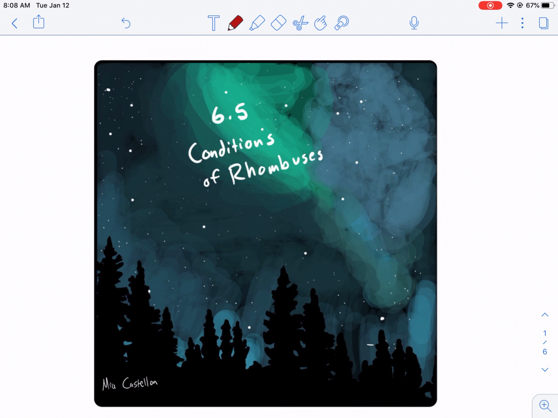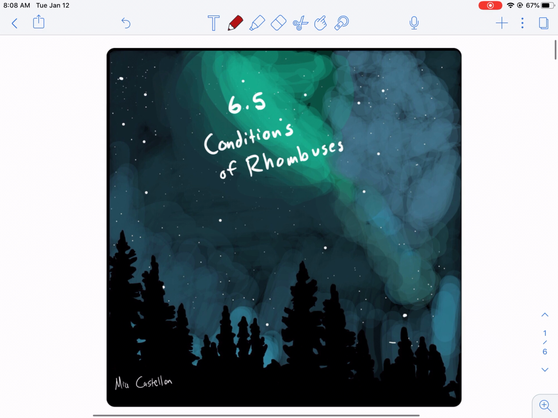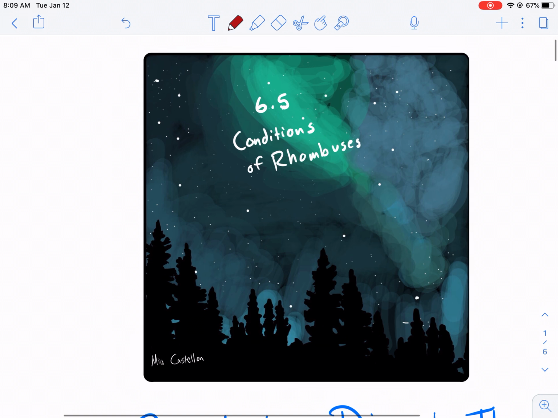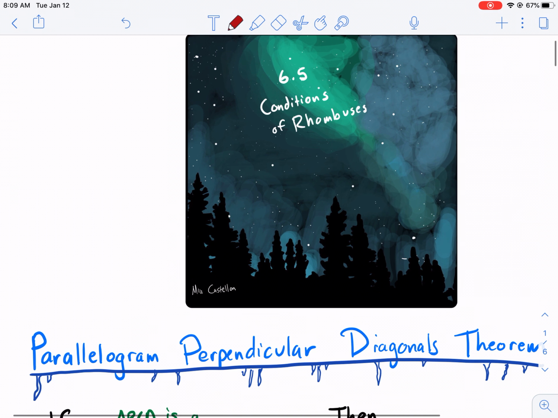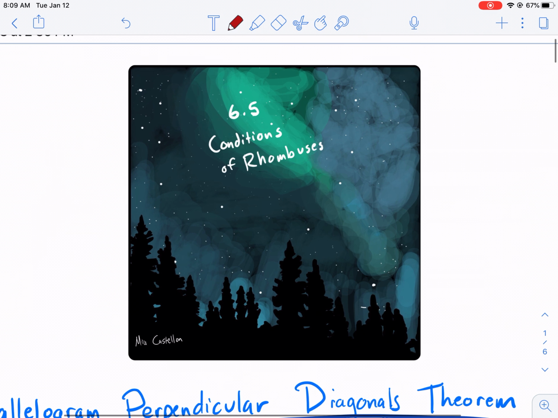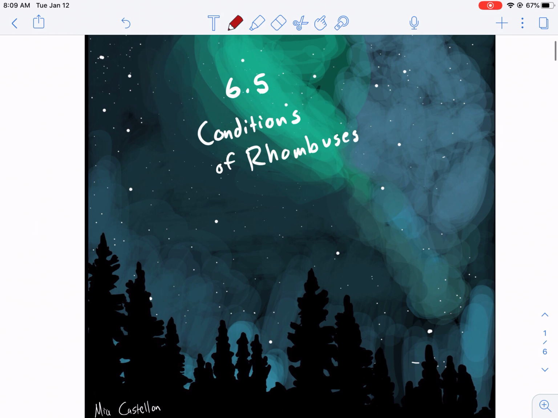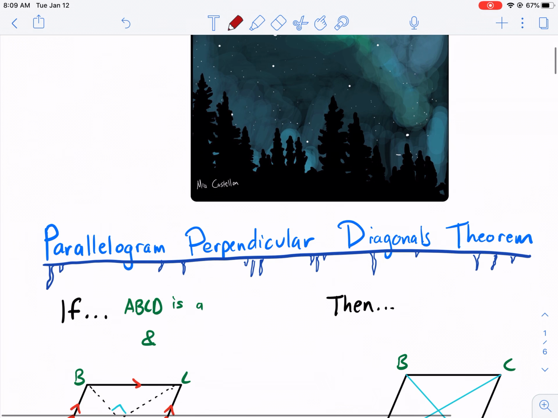You'll notice here I have a great digital drawing made by Mia Castellon. She was one of my students last year, so she does an excellent job with all of her art. So thank you, Mia. We love this drawing for a January theme.